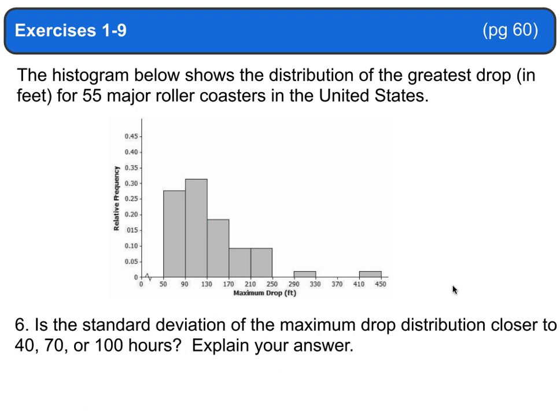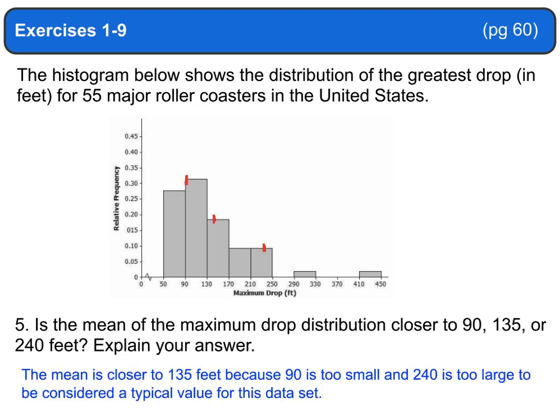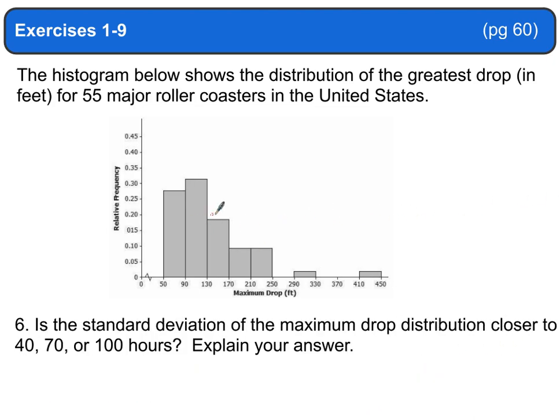In number 6, is the standard deviation of the maximum drop closer to 40, 70, or 100? So again, remember we said we went with 135. So we're going to make that consideration. If we were to mark 135, let's take a look at the standard deviations. If we tried to go 40 over, 40 would be roughly this way, and 40 would be roughly to here. If we considered 70, about 130, if we estimated minus 60, would take us to about 70. So that would be about here.